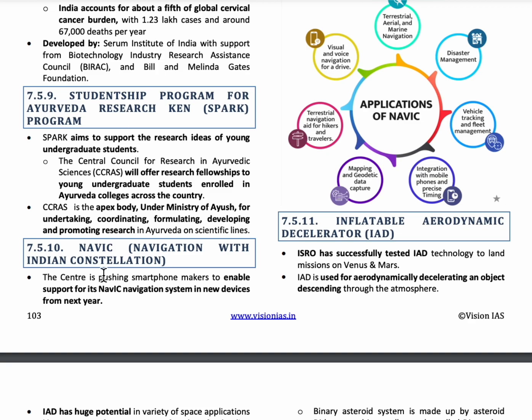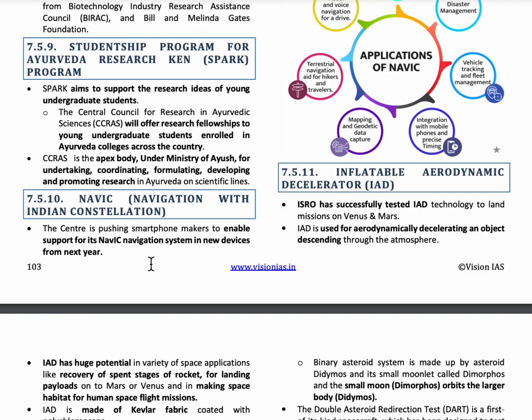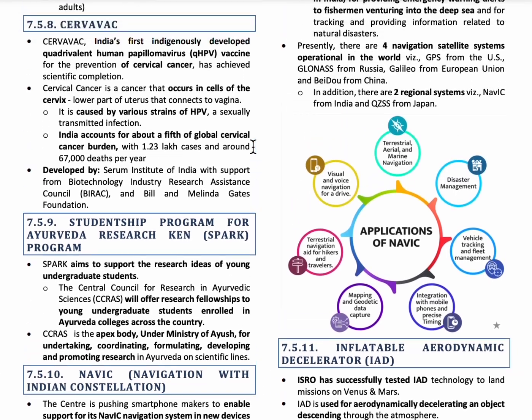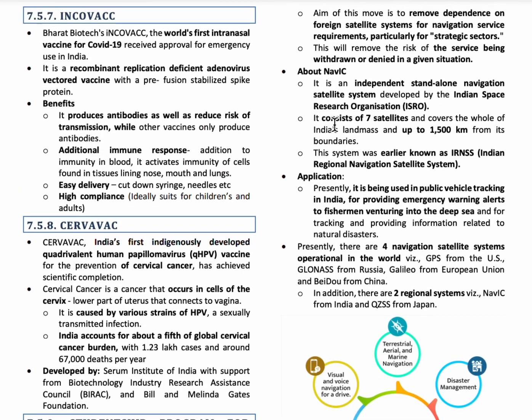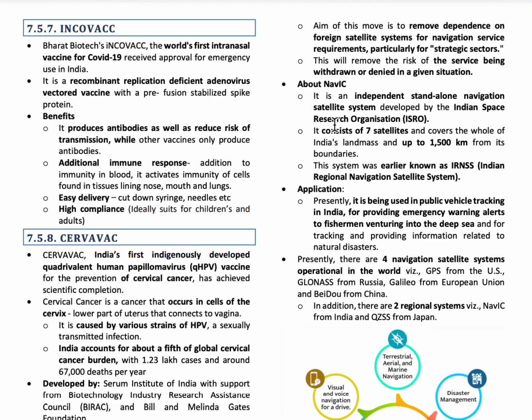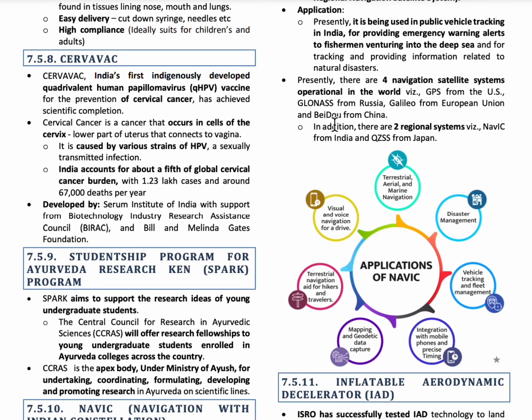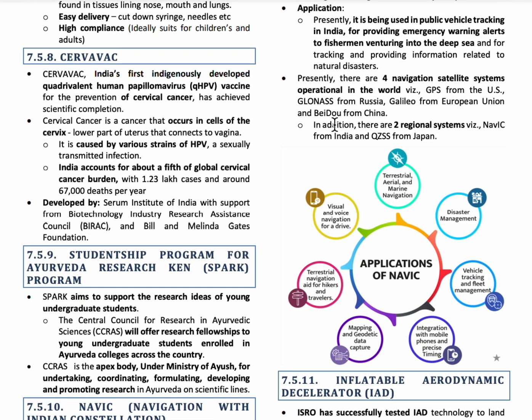The next topic is NAVIC, Navigation with Indian Constellation. So it is developed by ISRO, and it was earlier known as IRNSS, that is Indian Regional Navigation Satellite System. So there are 4 global navigation satellite systems in the world. They are GPS from USA, GLONASS from Russia, Galileo from European Union, and BeiDou from China. So in addition, there are 2 regional satellite navigation systems. They are, from India it is NAVIC, and from Japan it is QZSS.